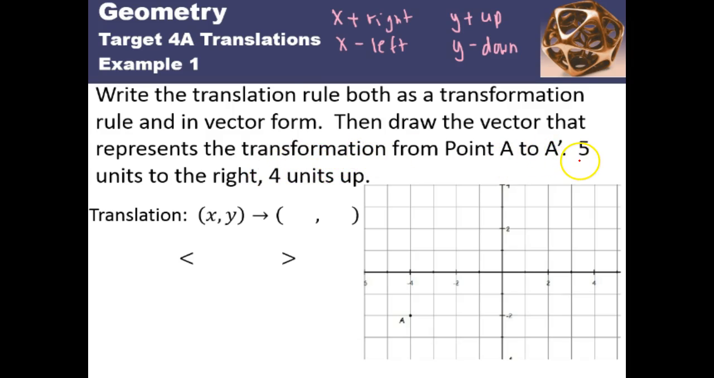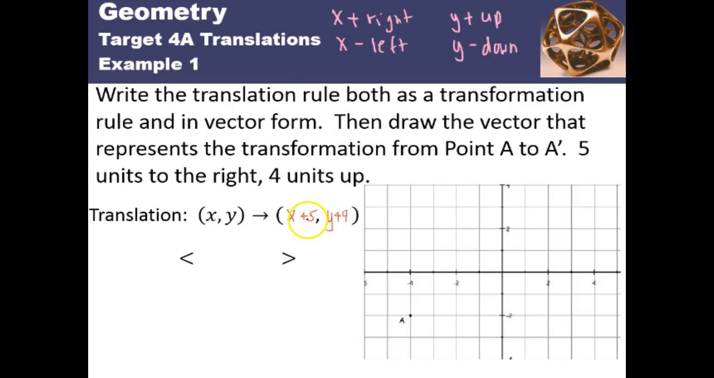And what we're moving is 5 units right and 4 up. So if I look up here, right is x plus. Well, how far right are we moving? 5. So we're going to say x plus 5 to indicate that we've moved 5 right. Now, if I want to talk about moving 4 up, y plus. So we're going up 4, so that would be y plus 4.